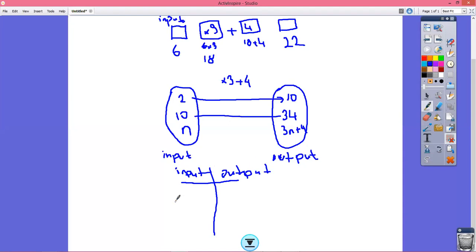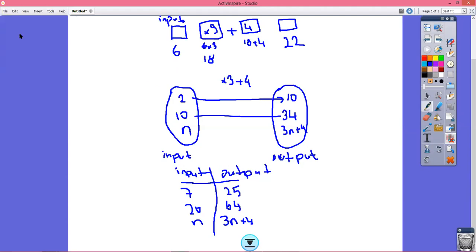Now here, let's say our input is 7. Using the same function, multiplying by 3 plus 4, 21 plus 4, it will be 25. Also, we can use another number here. Let's use 20. 20 multiplied by 3, 60 plus 4, it will be 64. For n, we are going to write 3n plus 4. Is there any question? Okay, if there is no question, I am going to continue.